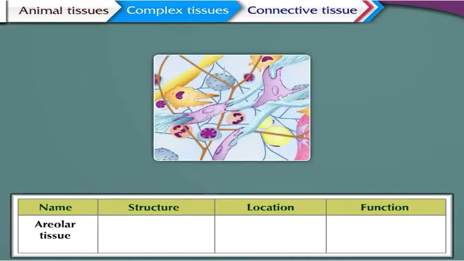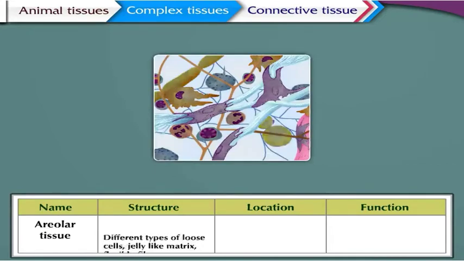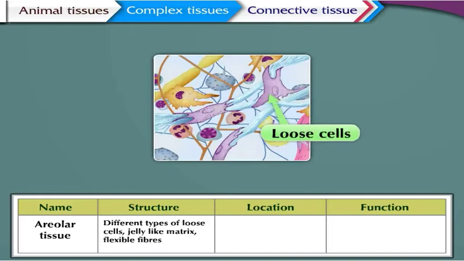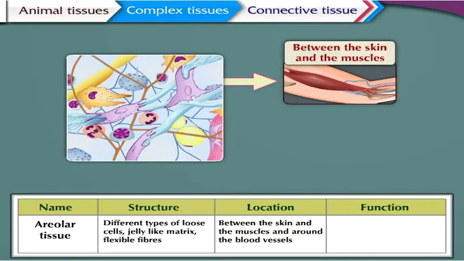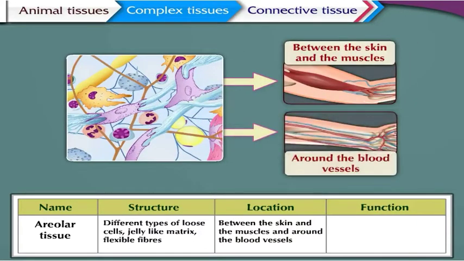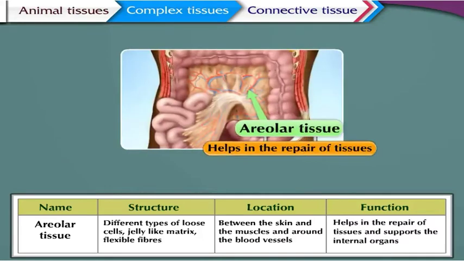Areolar tissue. This tissue is composed of different types of loose cells. It consists of jelly-like matrix and flexible fibers. It is found in between the skin and muscles around the blood vessels. It helps in the repair of the tissues and supports the internal organs.